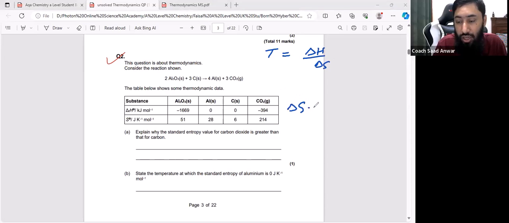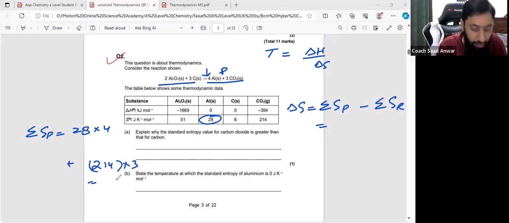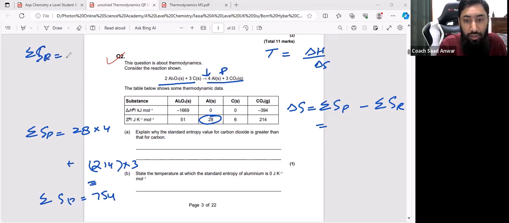Delta S is the entropy change: entropy of products minus the sum of entropy of reactants. So these are the products, you guys know, and these are the reactants. So entropy of product is aluminium. Aluminium entropy is 28, but there are 4 moles, so I need to multiply this by 4. Similarly, entropy of carbon dioxide is 214, but I need to multiply this by 3 because there are 3 moles. When I multiply using the calculator and add, it will be 754.